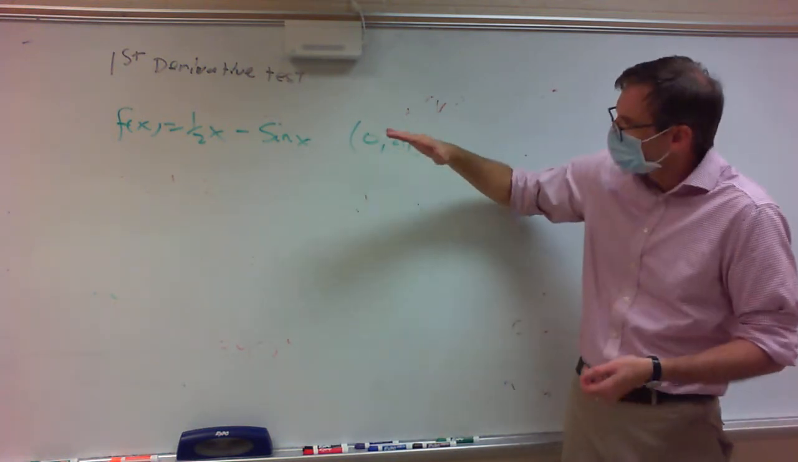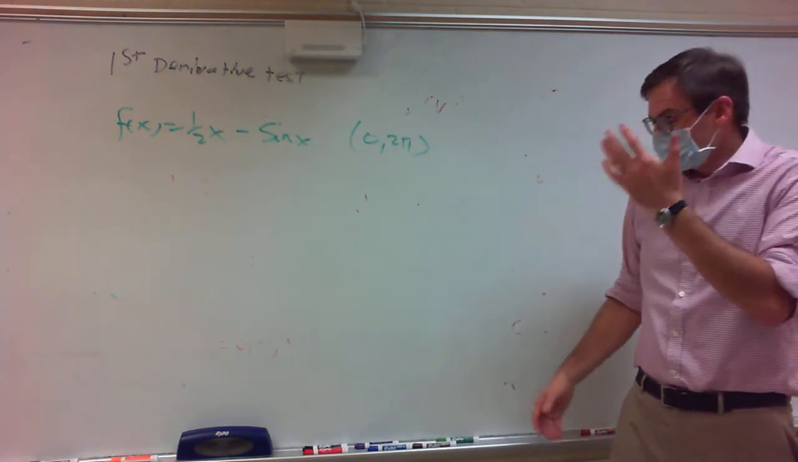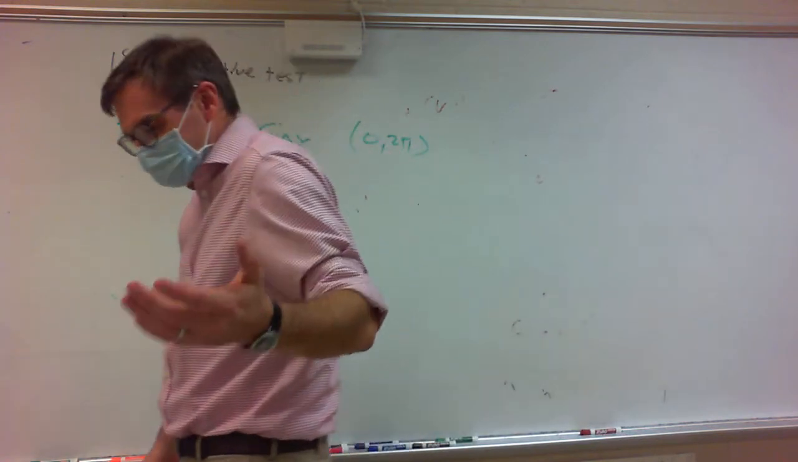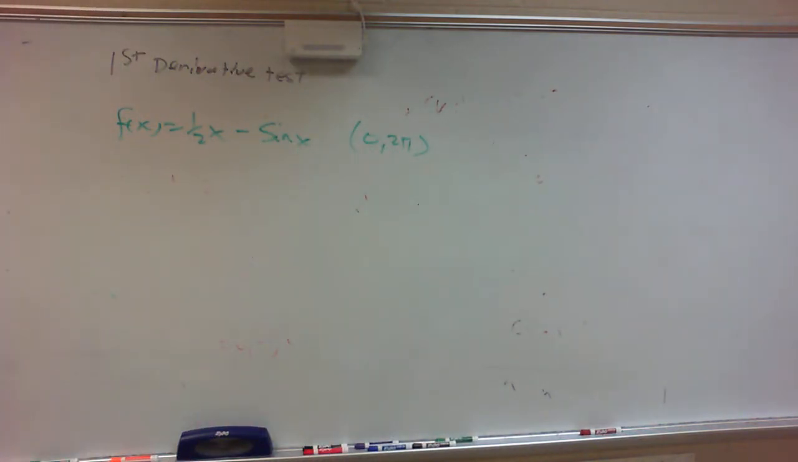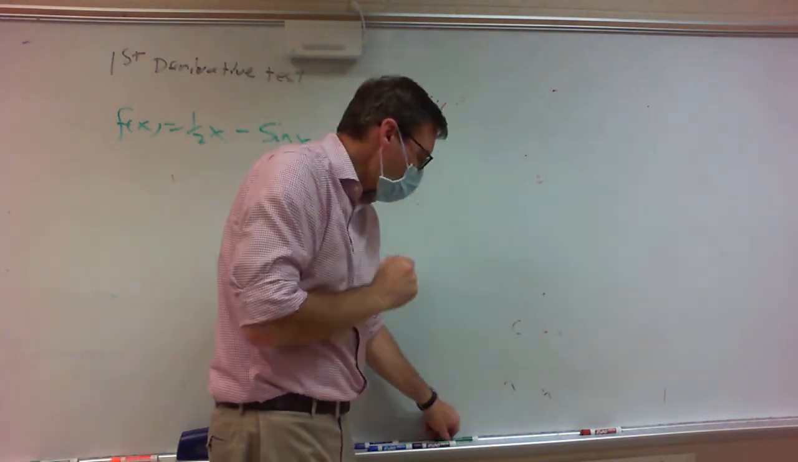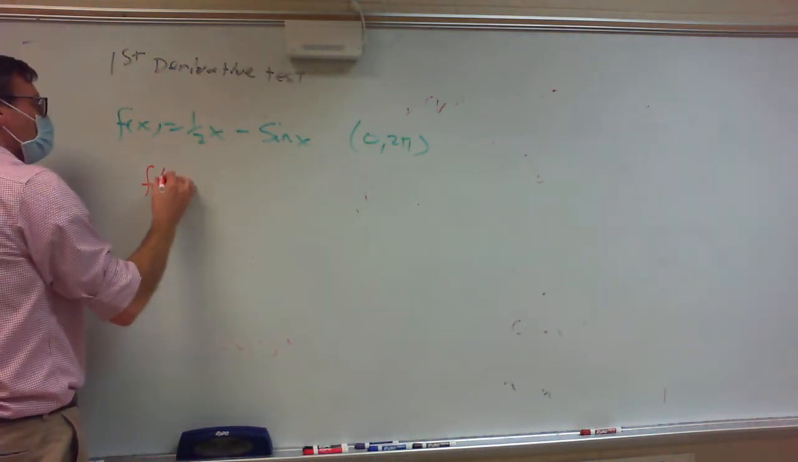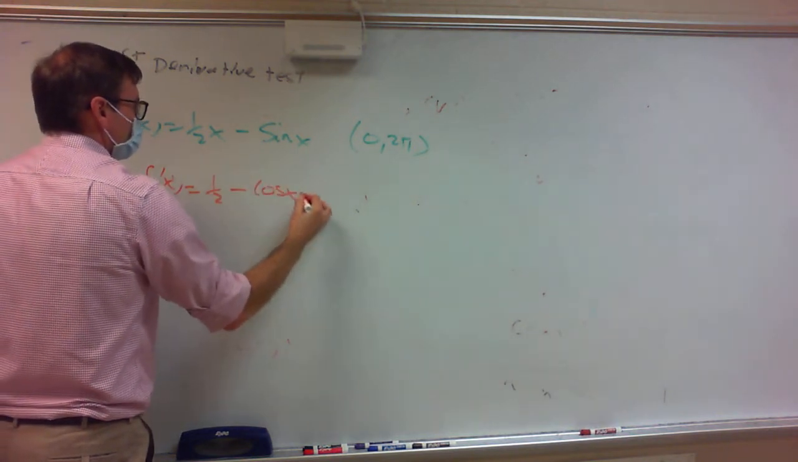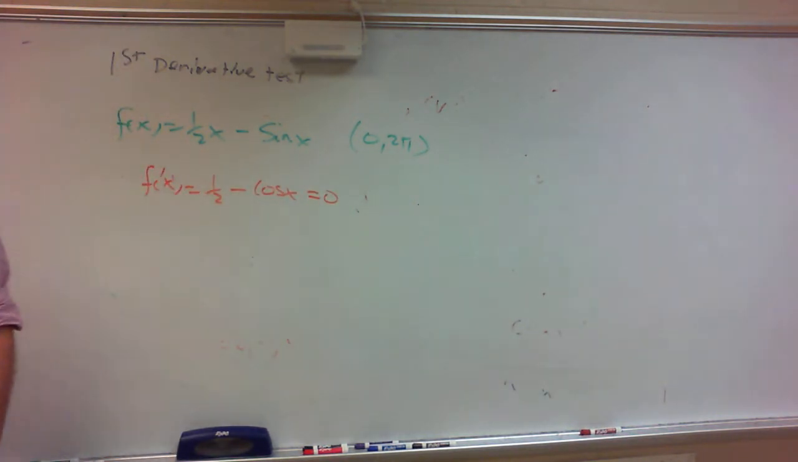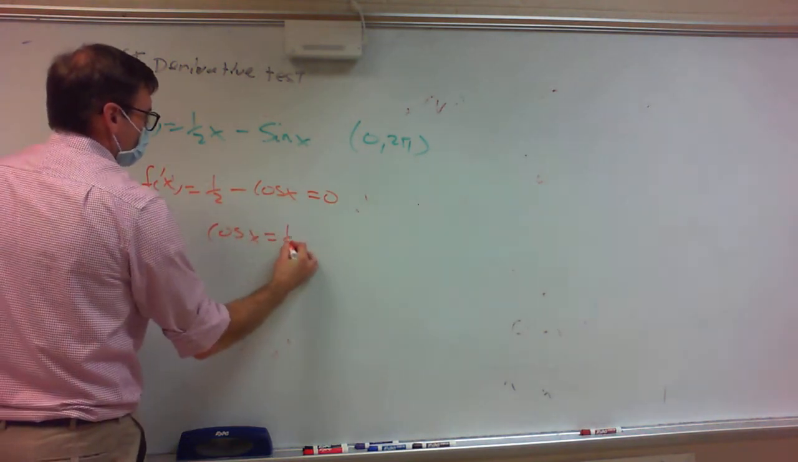Now we're on the interval from 0 to 2 pi, and I want to find my local extrema. I want to know where's my local max and where's my local min. So what do you do first? Find the critical values, right? We're going to do our first derivative test, so that means take the derivative, so we end up with f prime of x is equal to 1/2 minus cosine x. Take the derivative, set it equal to 0, and then we end up with cosine x is equal to 1/2.